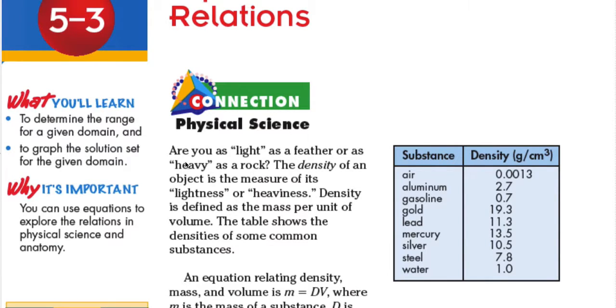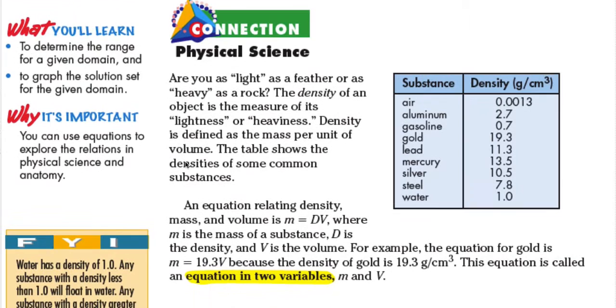Are you as light as a feather or heavy as a rock? The density of an object is the measure of its lightness or heaviness. Density is defined as the mass per unit of volume. Remember, we discussed this in science. The table shows the densities of some common substances.